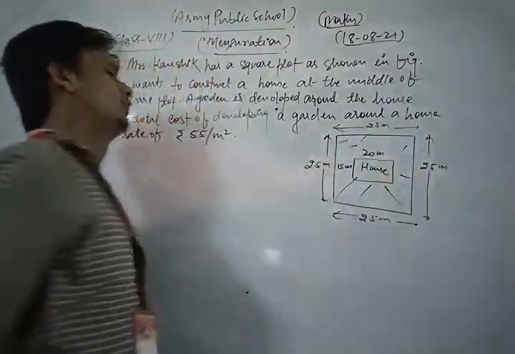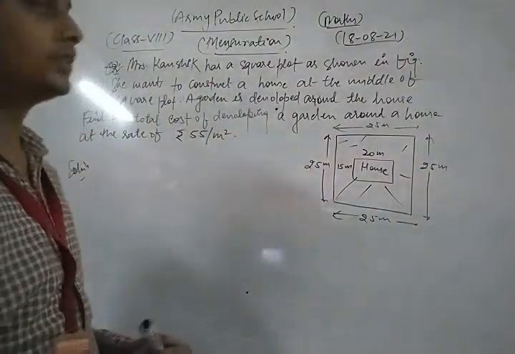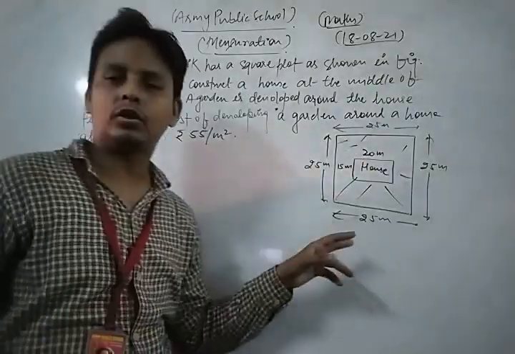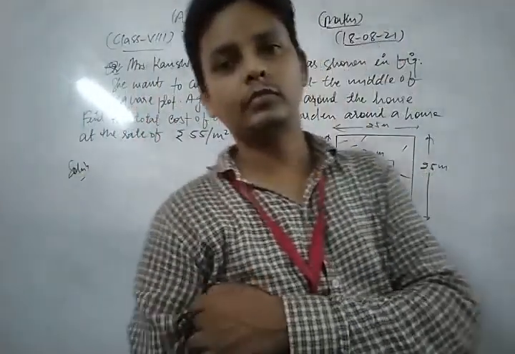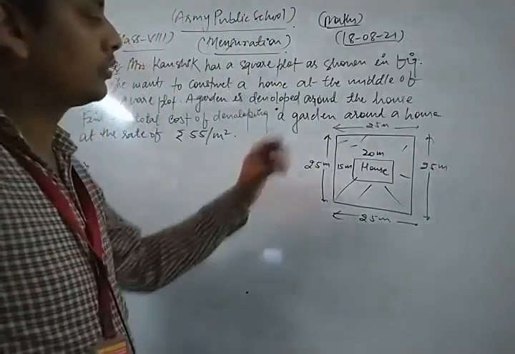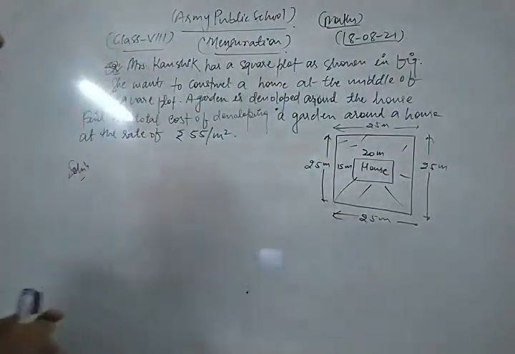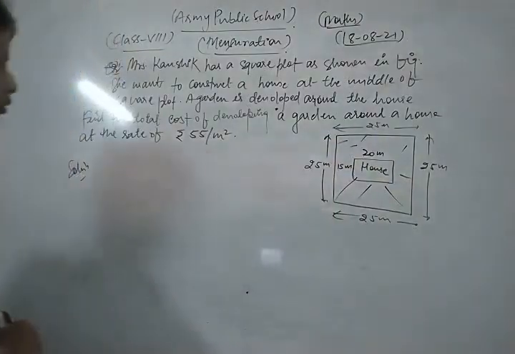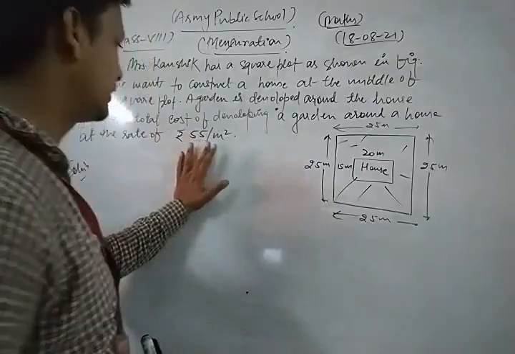Now, Mrs. Kaushik has a square plot, dear students, as shown in the given figure. Each of whose sides is 25 meter. She wants to construct a house at the middle of the square plot, and a garden is developed around the house. Find the total cost of developing the garden around the house at the rate of rupees 55 per meter square.